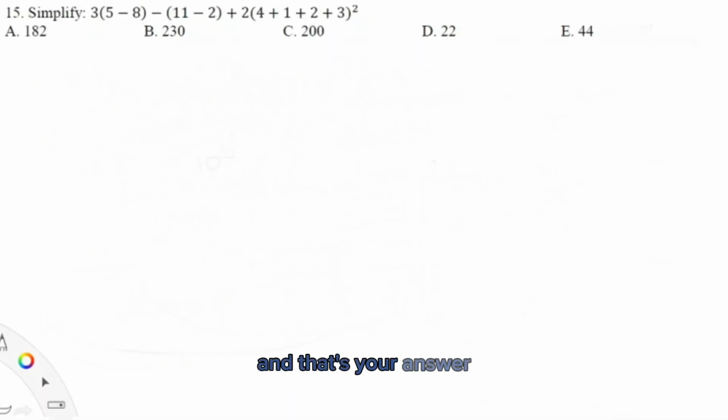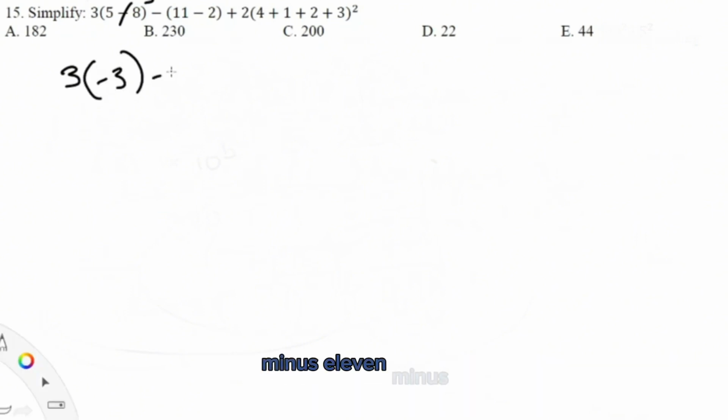And that's your answer. Next, simplify 3 times 5 minus 8, minus 11 minus 2, plus 2 times 4 plus 1 plus 2 plus 3 squared. Let's solve this. 3 times 5 minus 8: 5 minus 8 is just negative 3. So we get 3 times negative 3, minus 11 minus 2. 11 minus 2 is just 9. Plus 2 times 4 plus 1 plus 2 plus 3 squared. First, 4 plus 1 plus 2 plus 3 is just 10.